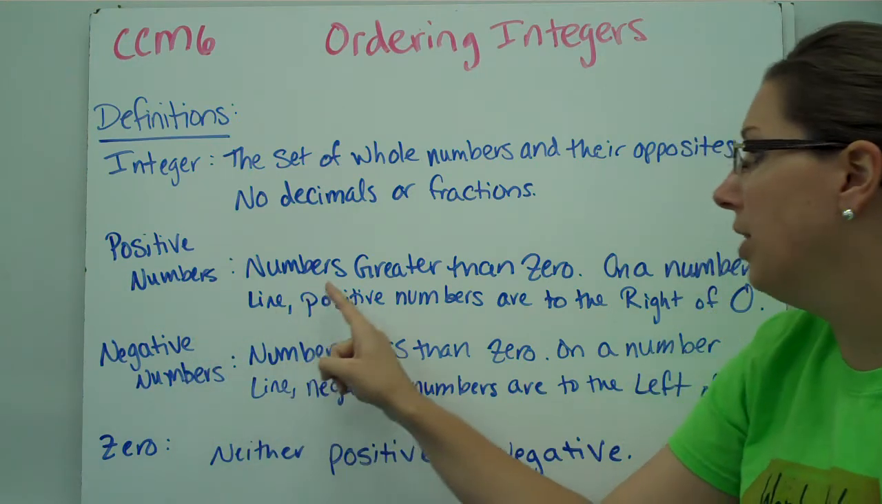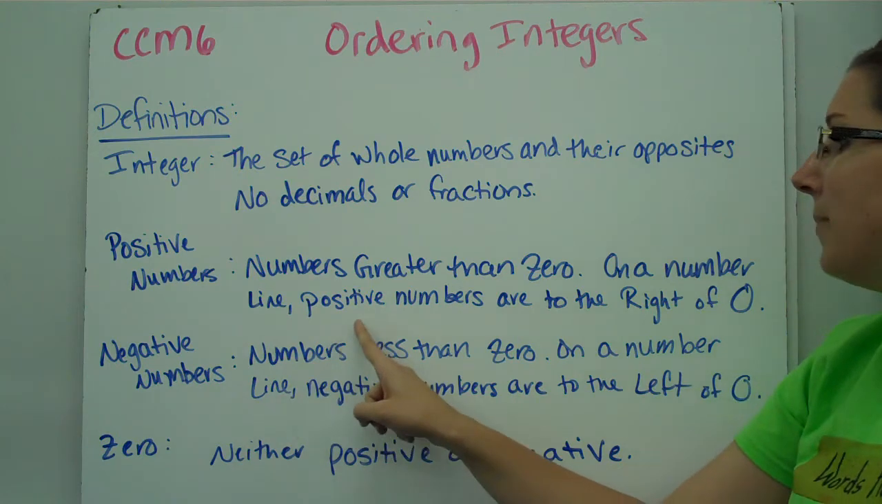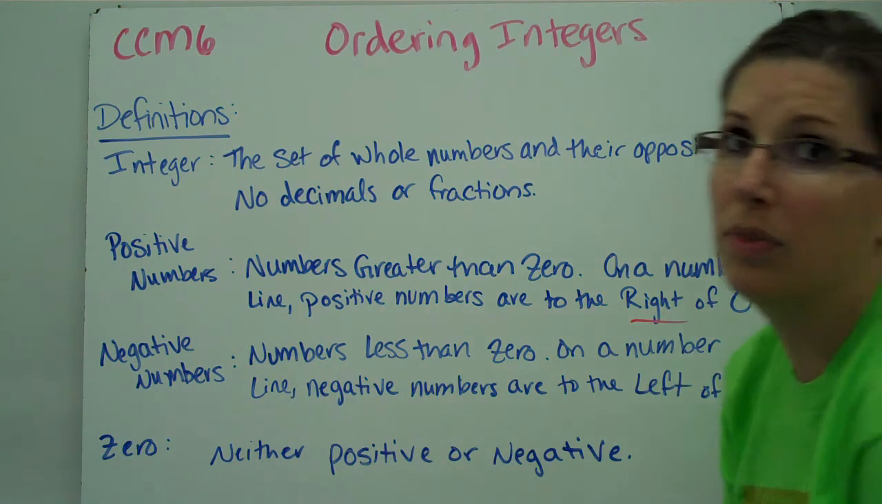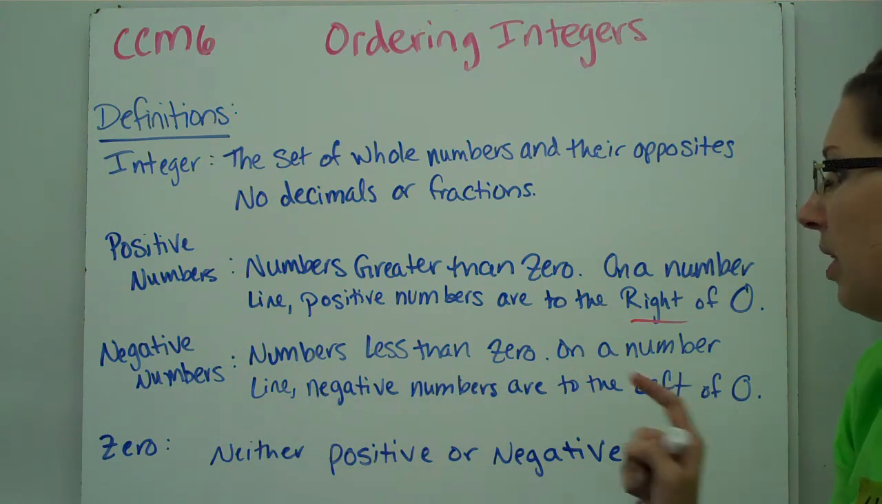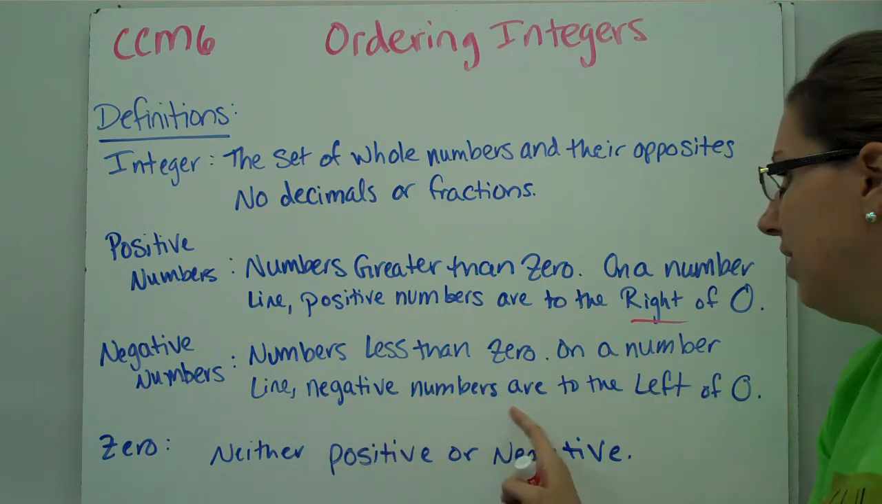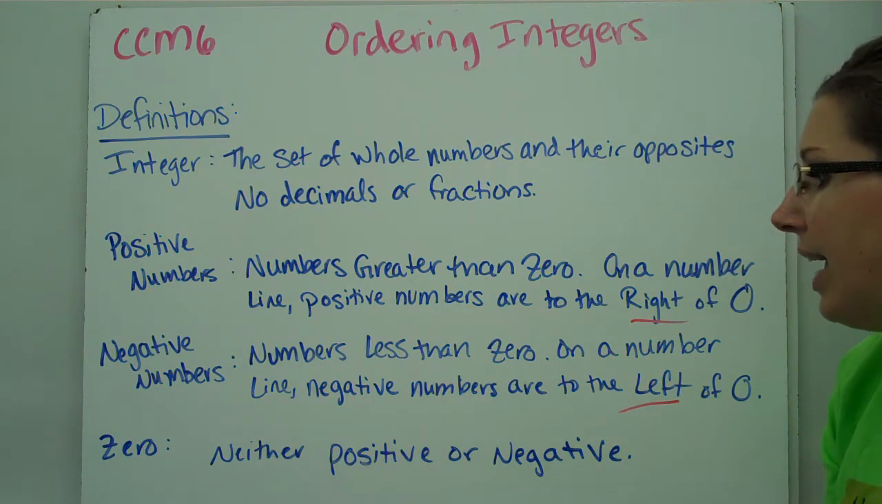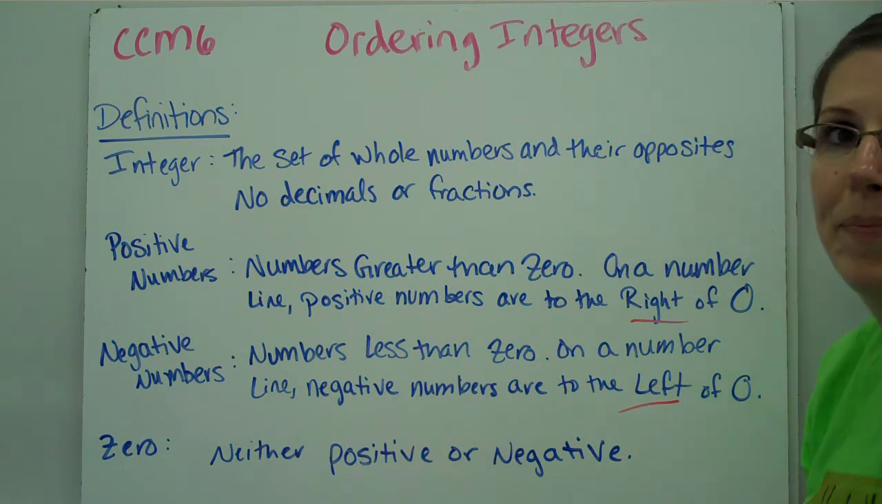Positive numbers are numbers that are greater than 0. On a number line, positive numbers are to the right of 0. Negative numbers are numbers less than 0. On a number line, negative numbers are to the left of 0. And 0 is actually neither positive nor negative.